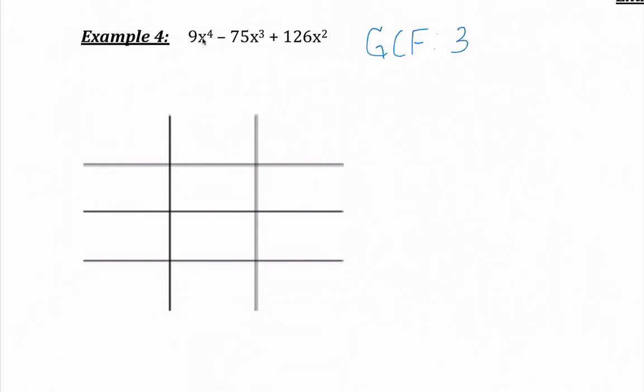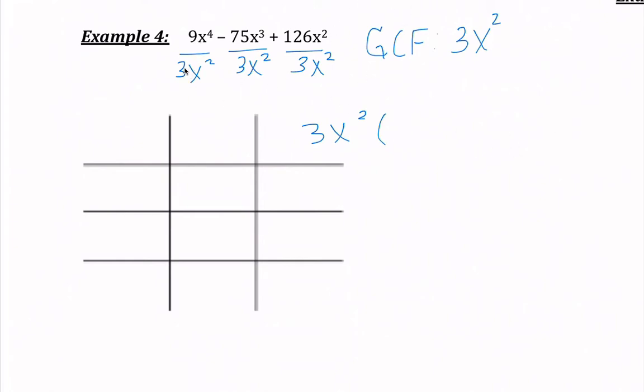So then I look at my variables. I see that each group has x's and they all have at least 2 x's. So my greatest common factor is 3x squared. So that's what I'm going to divide each of these by. So I lead with my greatest common factor and I open my parentheses and I'm going to put what I get when I divide inside here.